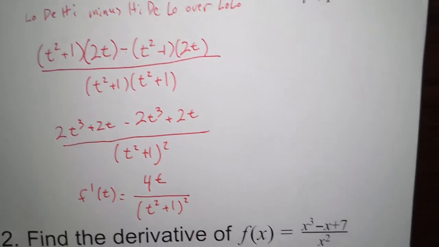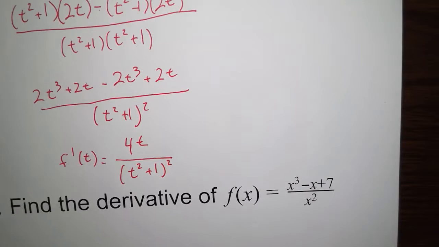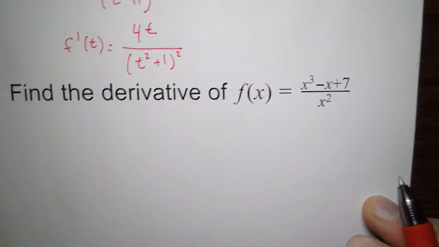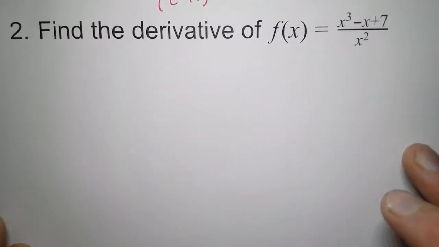So let's look at one down here. Now this one can be done either with quotient rule, or we can simplify it and use power rule. And we're going to show you how to do both ways. So the first way, we'll use quotient rule.